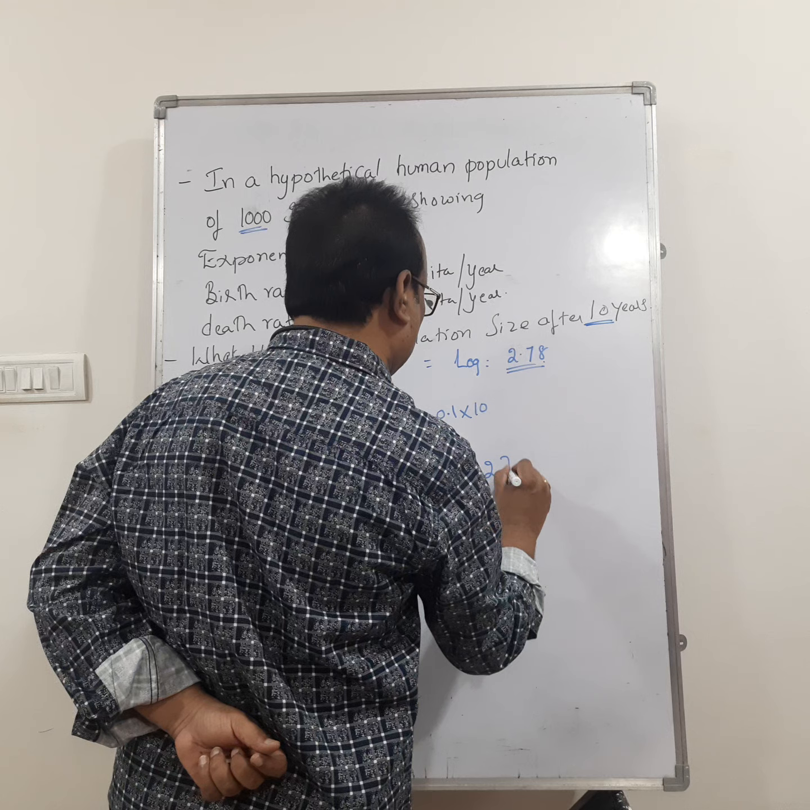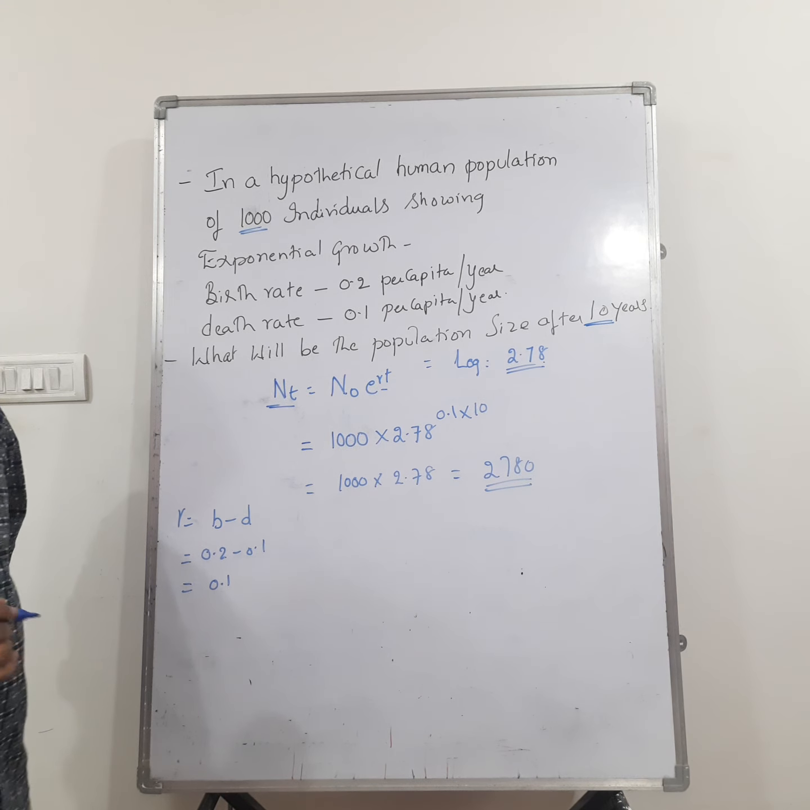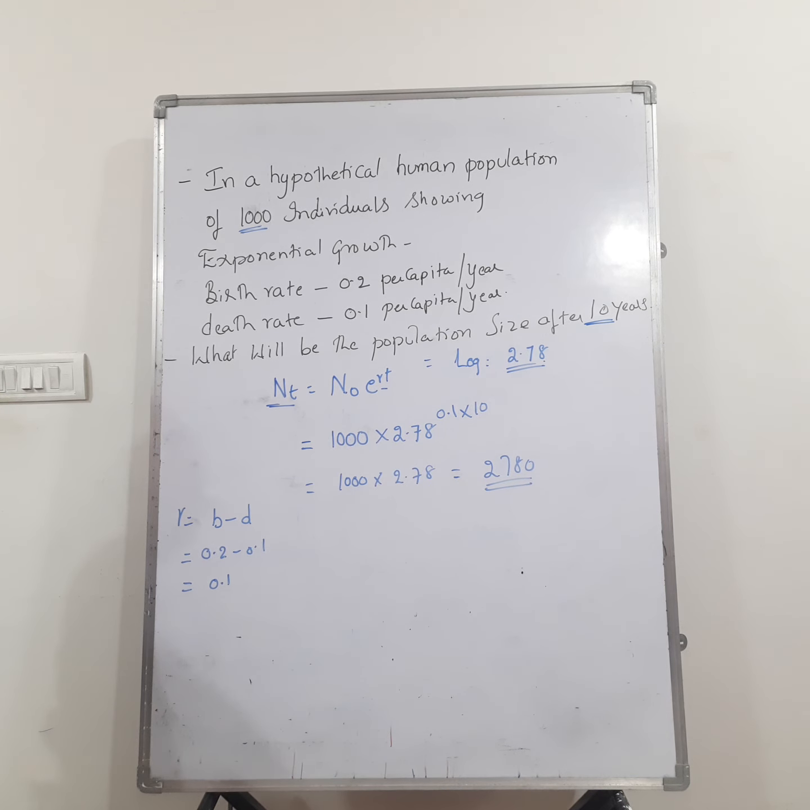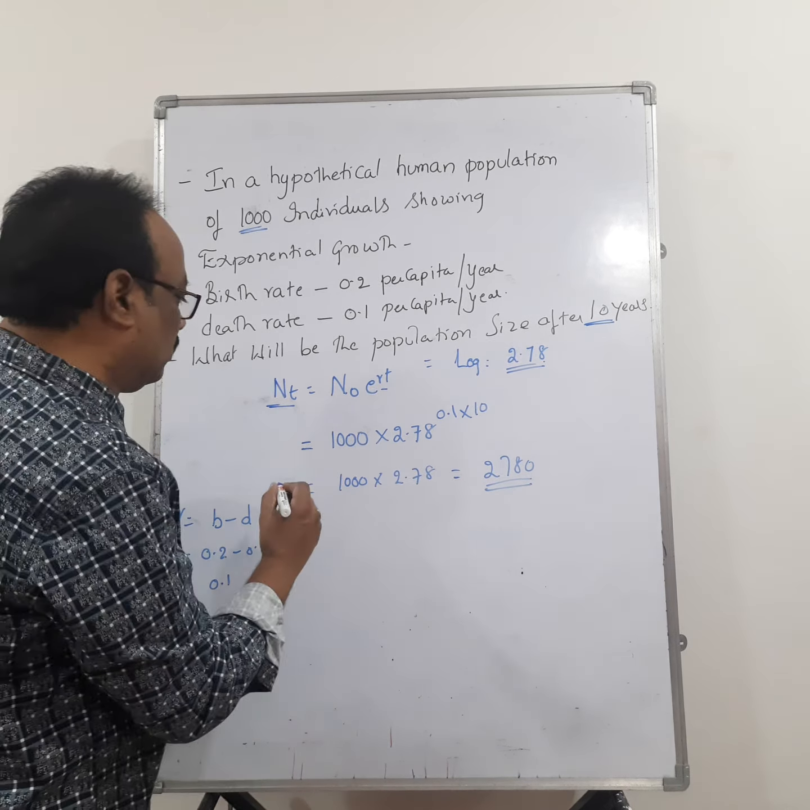After how many years? 10 years. So 0.1 into 10, that is 1. 2.78 to the power 1, 2.78 will come. So that equals 1000 into 2.78. What is the answer? That equals 2780. So the size of the population after 10 years is 2780. If you didn't get the problem, I will show you the formula again.